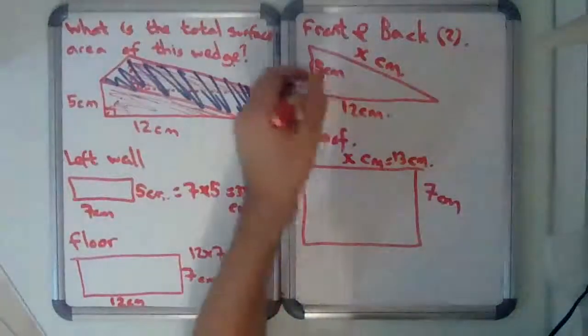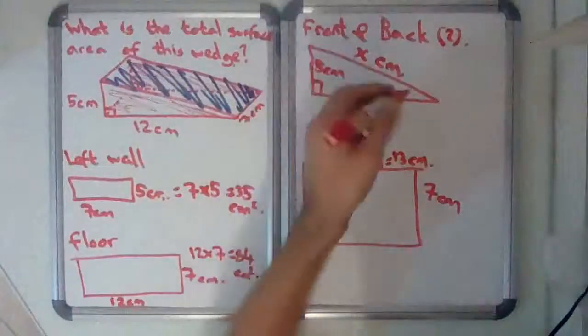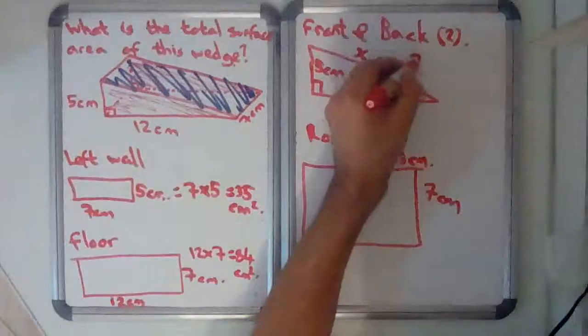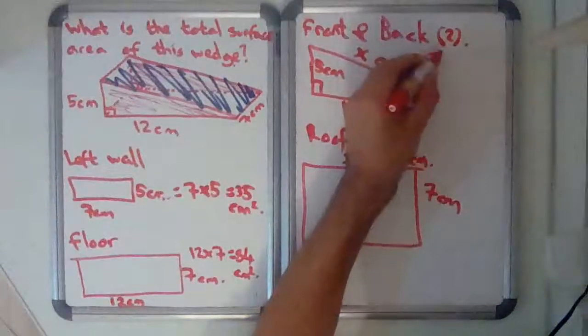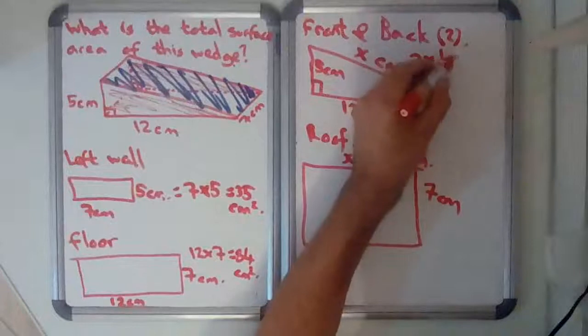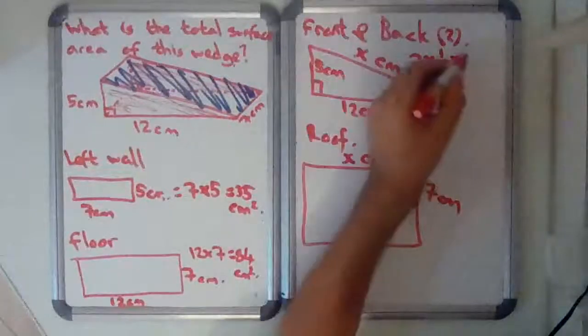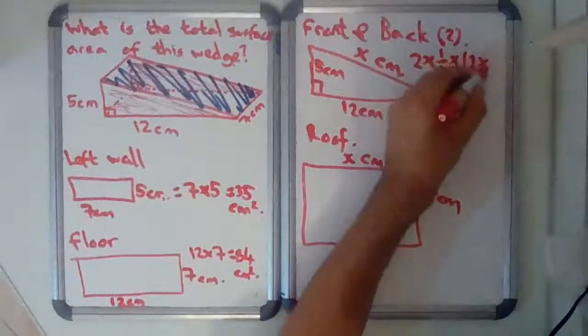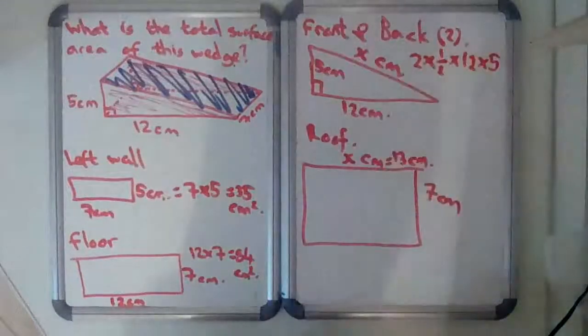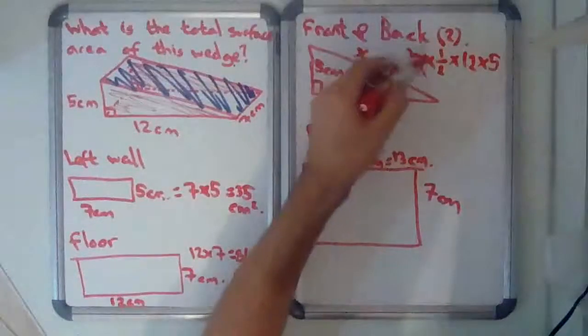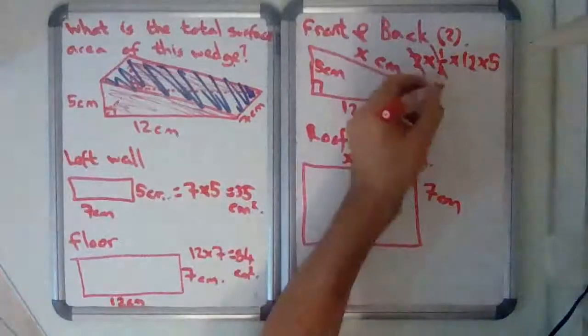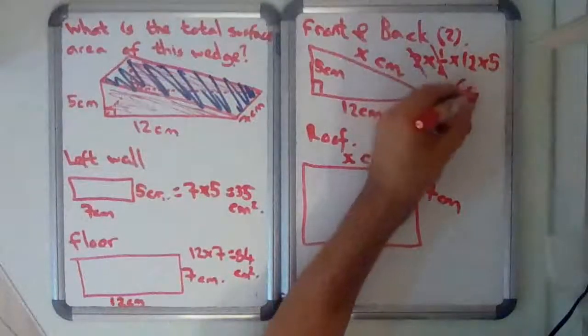Okay, for the front and back triangles, now you have 2 triangles, so you've got 2 times the area of a triangle, which is half times base times height. Half times base, 12 times 5. Now hopefully you know that 2 times a half can just be cancelled like that. So you end up with 12 times 5, which is 60 cm squared.